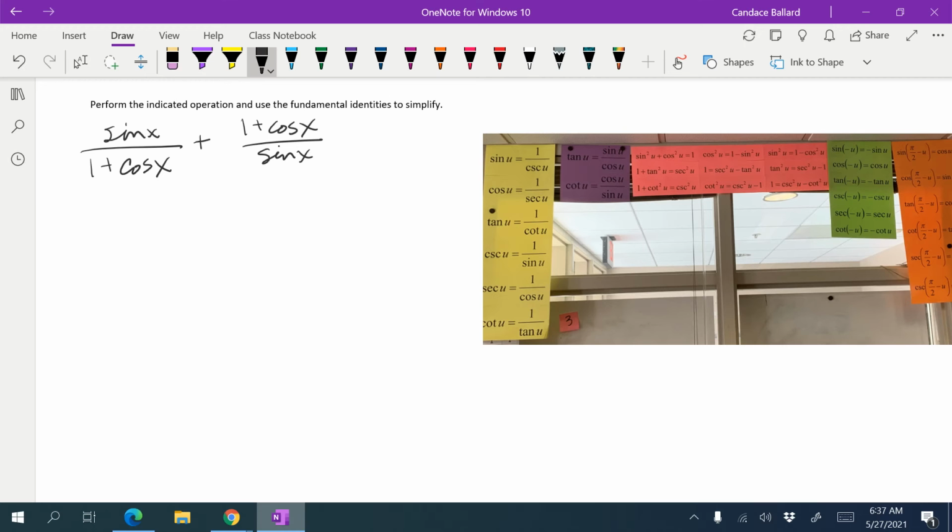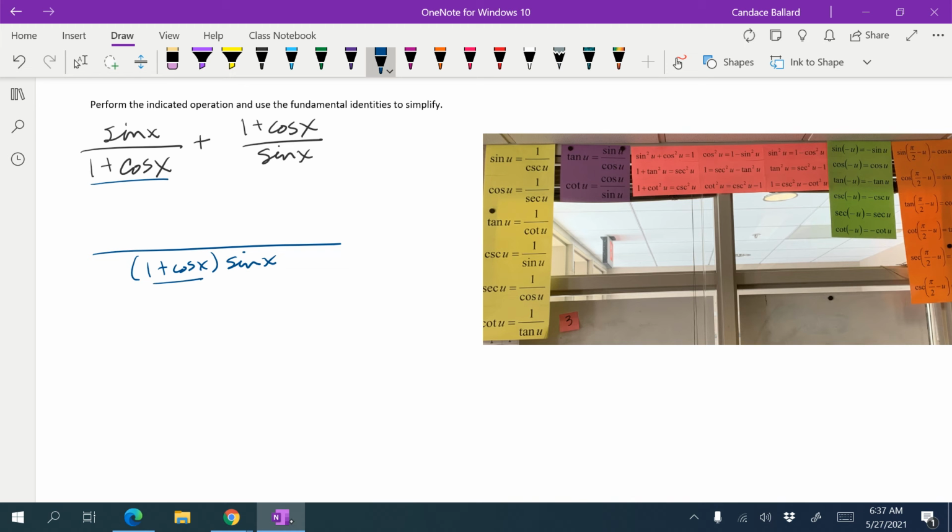In this video, we're going to add these two fractions together and use our fundamental identities to simplify it. So the first thing when I have fractions is I need a common denominator. So it looks like I'm going to use both terms as my common denominator. And then I'm going to multiply by what's missing.